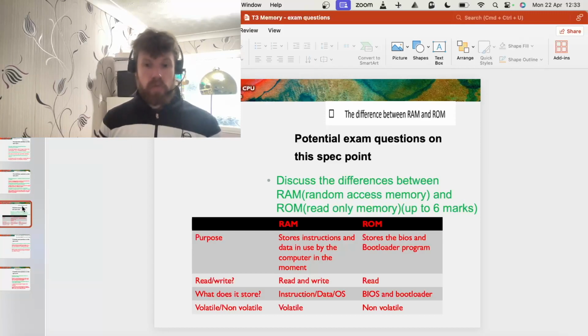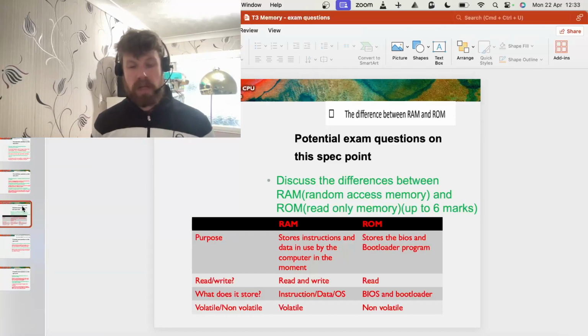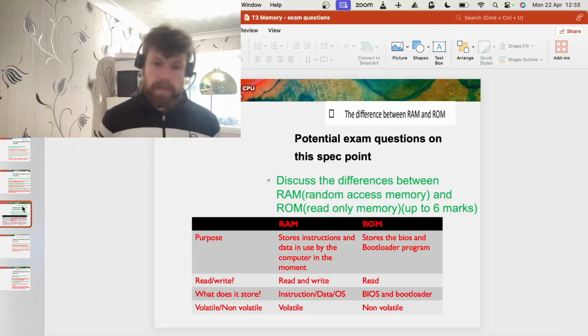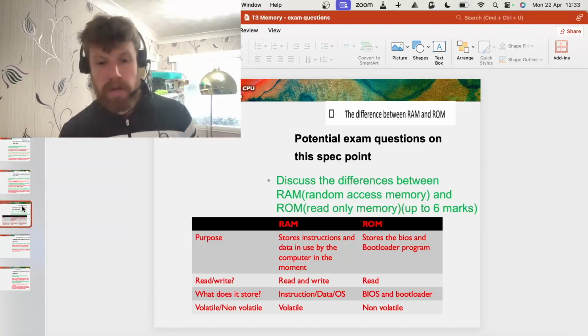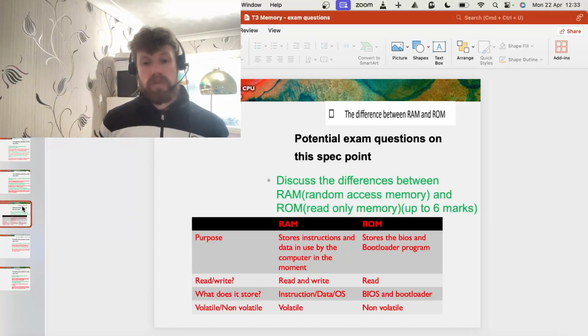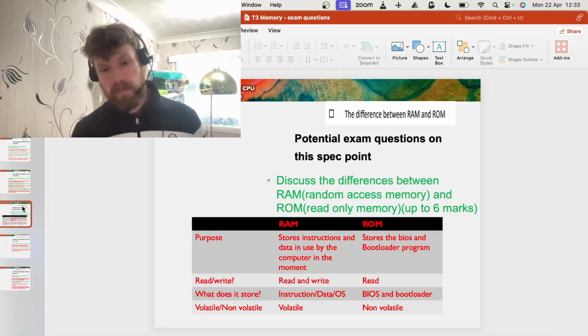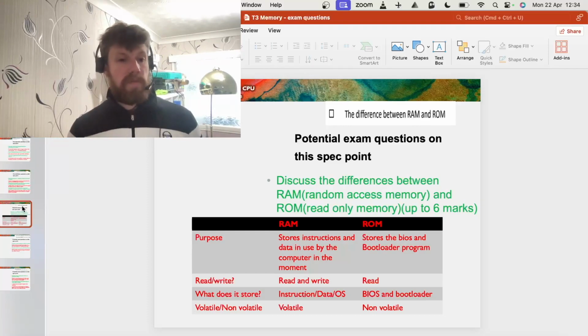RAM stores instructions and data in use by the computer in that moment. ROM stores something called the BIOS and the bootloader program. Read and write just means, can you read and write data to it? RAM, you can read and write. ROM stands for read-only memory, so you can only read the data, you cannot change anything on it. What does it store? RAM stores instructions, data, and the operating system that's in use by the computer. The ROM stores the BIOS and the bootloader. Whether it's volatile or non-volatile: RAM is volatile, ROM is non-volatile.